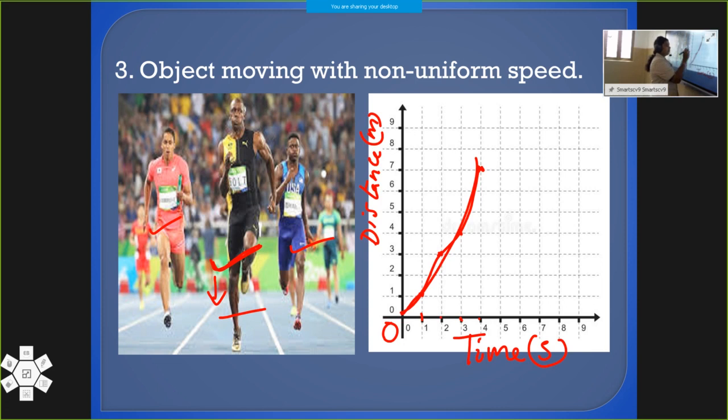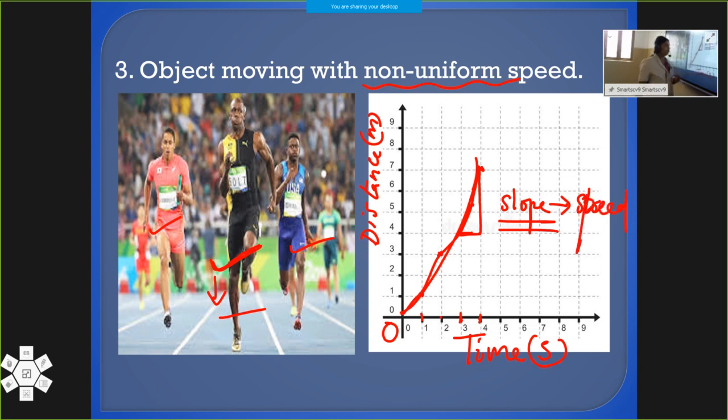At any interval of time, for example between the time interval 3 and 4, if you want to find the speed, you have to take that particular straight line joining the time interval and take the slope. Then the slope will give the speed. So the shape of the distance time graph for an object moving with non-uniform speed is not a straight line. It will be a curve. And there also you can find the speed by taking the slope of the graph.